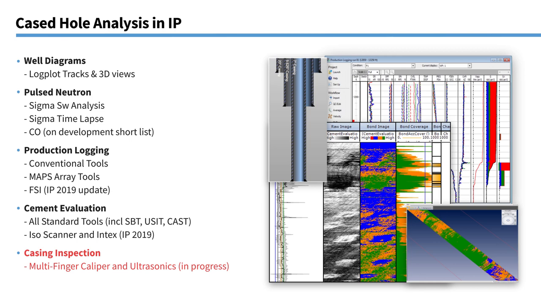Cement evaluation is what we're going to look at today. We've always had a good range of tools in there. Recently, we have also added the Isolation Scanner from Schlumberger and the Integrity Explorer from Baker Hughes in our latest version. Casing inspection, we have a module which is making good progress. That'll be for processing multi-finger caliper data or data from ultrasonics to inspect the condition of the casing. And that will also be coming out in an update of IP 2019. So there'll possibly be some other upcoming webinars talking about some of these other topics. Today we're going to look at cement evaluation.